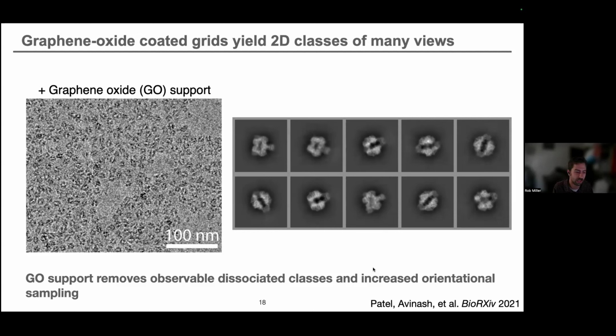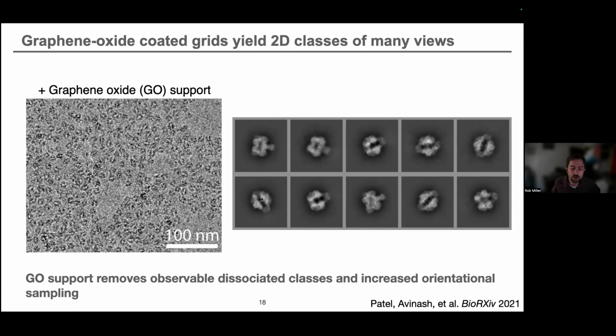By 2D classification, we saw no evidence of ATCase dissociation on the grid, so it removed that negative effect of ATCase dissociating. And it also significantly increased the orientational sampling of ATCase. So we're seeing many, many views of ATCase on the grid. And what's more is it significantly increased the particle density per image, which allowed us to obtain relatively moderately sized data sets that yielded really large particle stacks, which was really useful later on in the downstream processing.